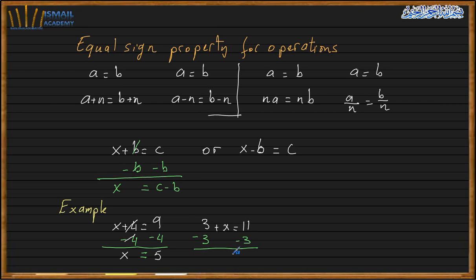What's left is x, and 11 minus 3 is 8. So for the subtract here, we have a minus. If I have minus, I use the opposite sign of minus, which is addition.